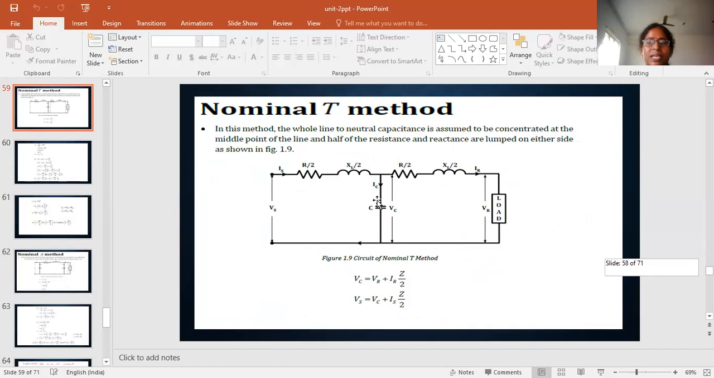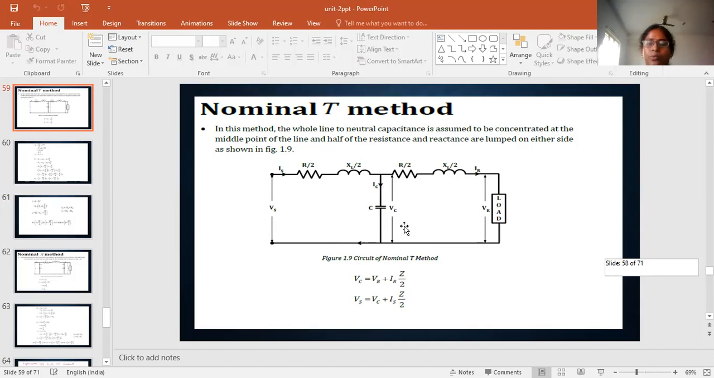Once again I will tell you that ABCD parameters are complex numbers. Previously, we calculated them by the complex method. In that manner, we can calculate for the nominal T method using the ABCD parameters. So here Vs is the sending end voltage, Is is the sending end current, Ic is the capacitive current, nothing but the charging current, IR is the receiving end current and VR is the receiving end voltage.